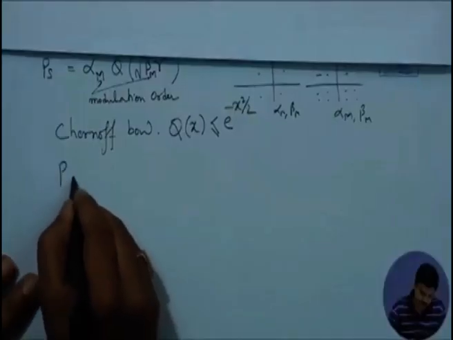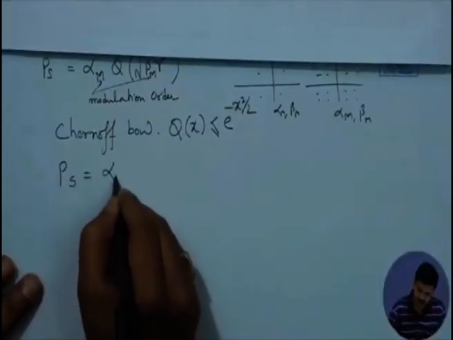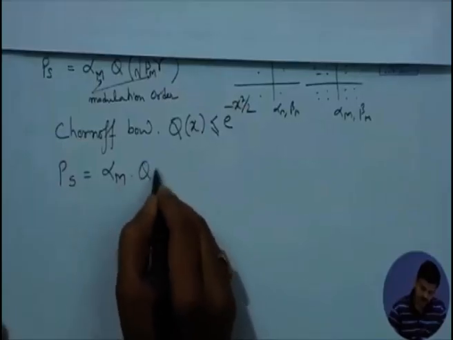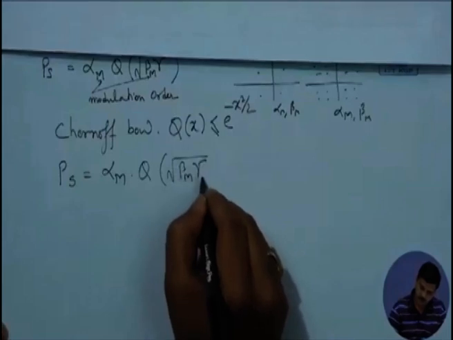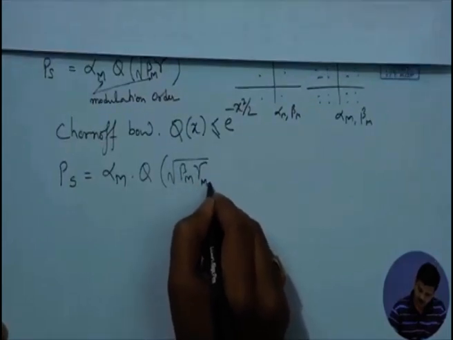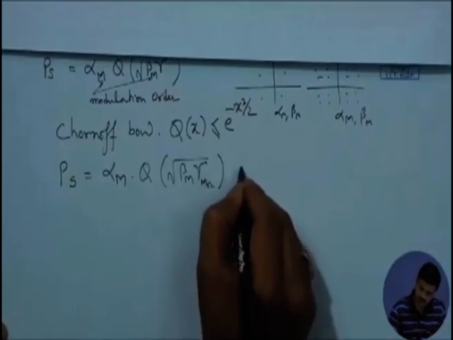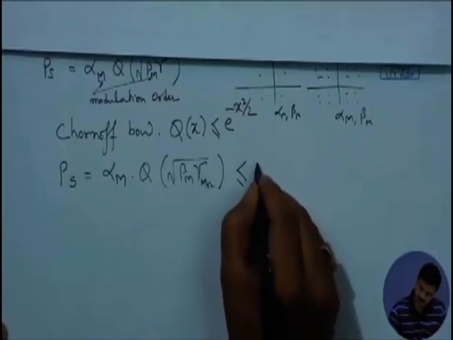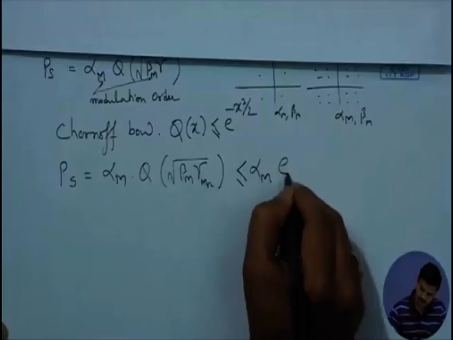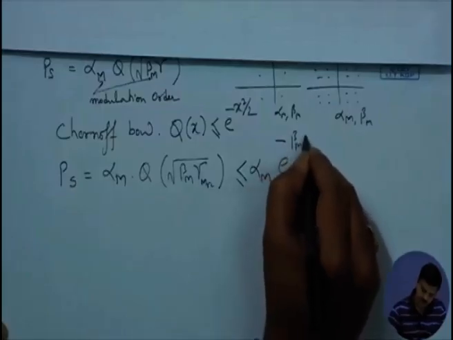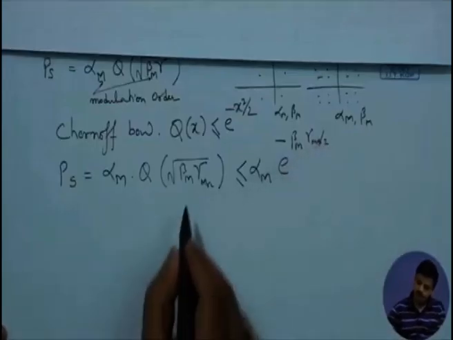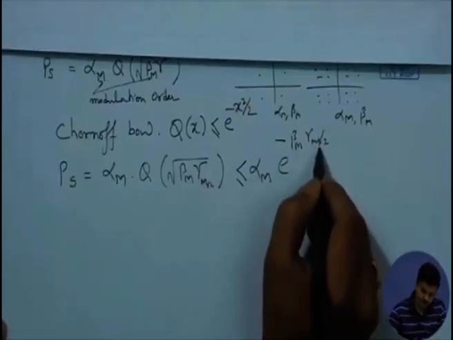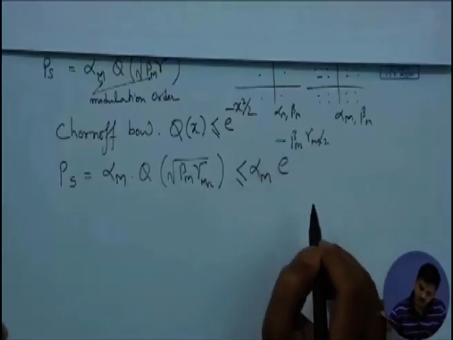So we can say that PS is equal to alpha m times Q of square root of beta m times gamma. In this case, it is gamma MRC. So this is less than or equal to alpha m e to the power of minus beta m gamma MRC by 2. So this is the expression that we are using. The Chernoff bound we are applying here.